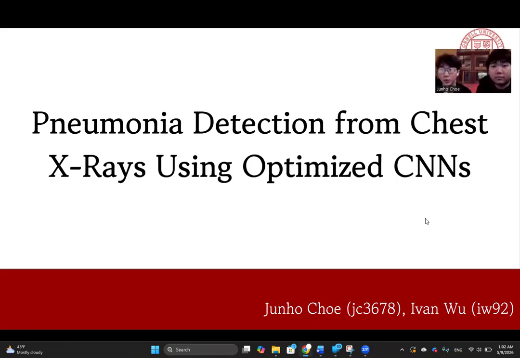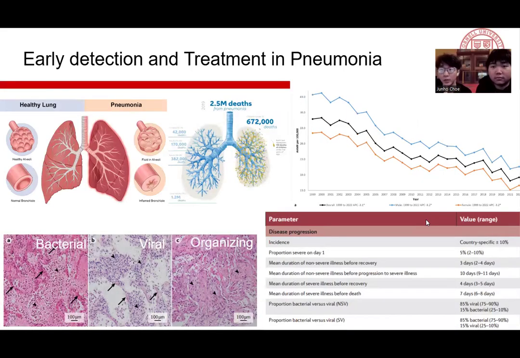We are going to present our project on pneumonia detection from chest X-rays using optimized CNN. Pneumonia is a respiratory disease where the air sacs inside the lungs become inflamed and filled with fluid or pus. Pneumonia is also a major global health problem, causing millions of deaths every year.